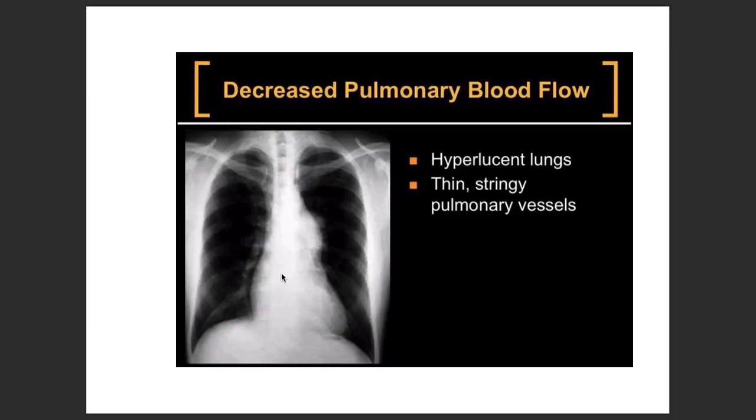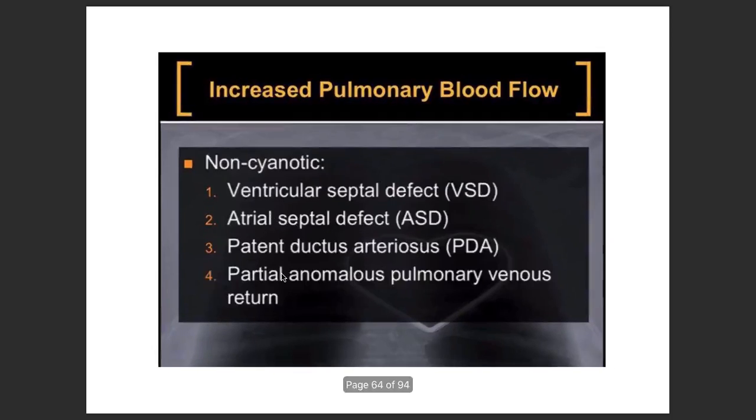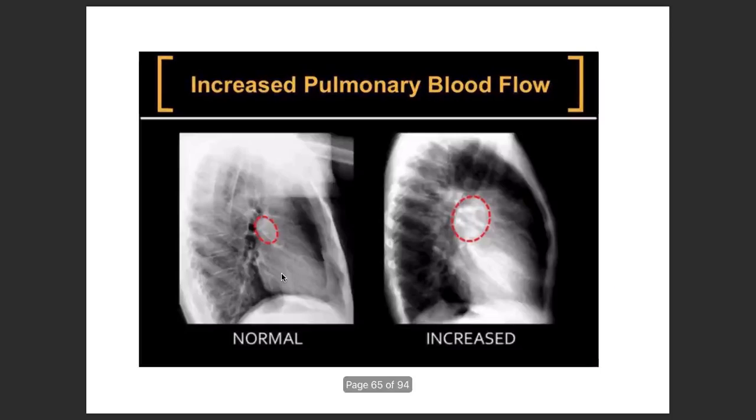So now coming to the increased pulmonary blood flow, it can happen in two conditions. Either it can be cyanotic, otherwise it can be non-cyanotic. Cyanotic can be in terms of the transposition of great arteries, patent truncus arteriosus, or even TAPVC, or in conditions like single ventricle. There can be non-cyanotic conditions as well, which is associated with increased pulmonary blood flow, like the VSD, ASD, PDA, or PAPVCs as well.